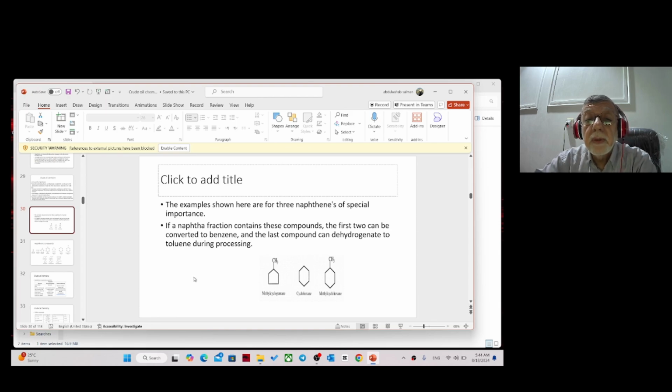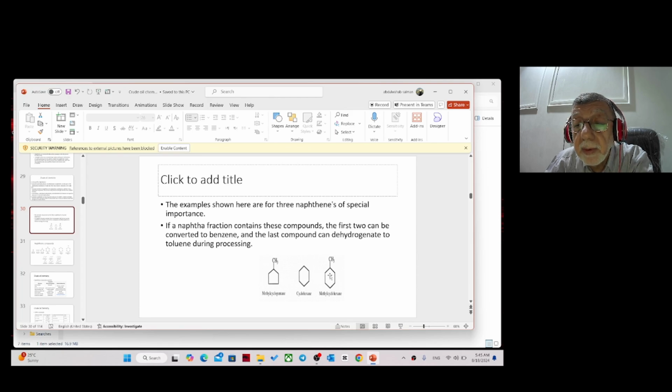In the example shown here, we have 3 cyclic molecules. This one is methyl cyclopentane, and this is cyclohexane, and this is methyl cyclohexane. In this example, there are 3 naphthenes of special importance. Why is it specially important? Because if a naphtha fraction contains these compounds, the first 2 can be converted to benzene.